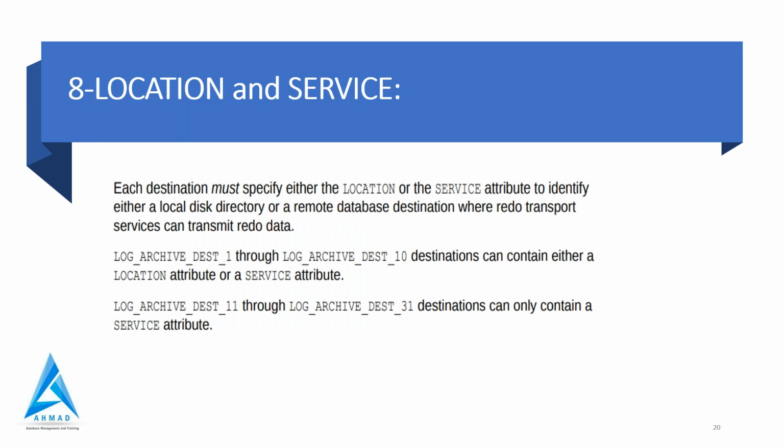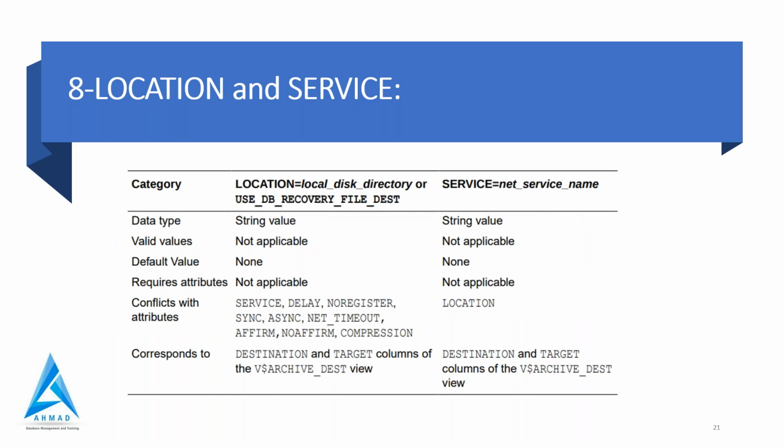And another attribute is LOCATION and SERVICE. Each destination must specify either LOCATION or SERVICE. If it is LOCATION, it means local archiving. From destination 1 to destination 10 you can use either the LOCATION or SERVICE attribute, but from destination 11 to destination 31 you can use only the SERVICE attribute. That is the condition, and this is the way you can define that.